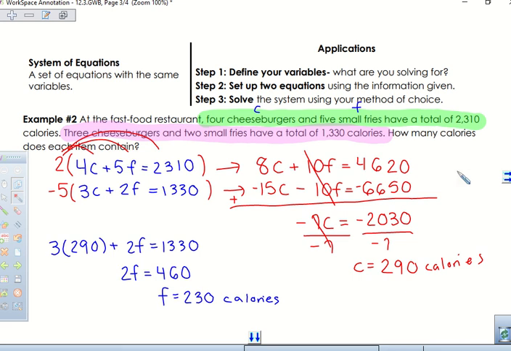Yes. Why did you choose 2 and -5? Because you could have also done 3 and -4, because that would have canceled out the C's. So with elimination, your goal is to multiply each or one of the equations by something that's going to cancel out one of those variables. Any other questions? All right, perfect.